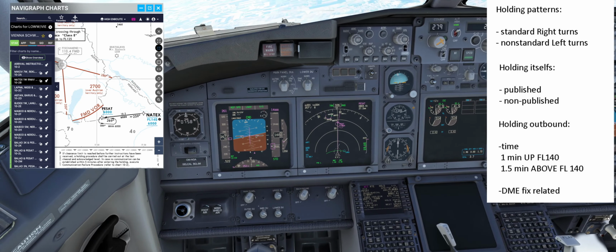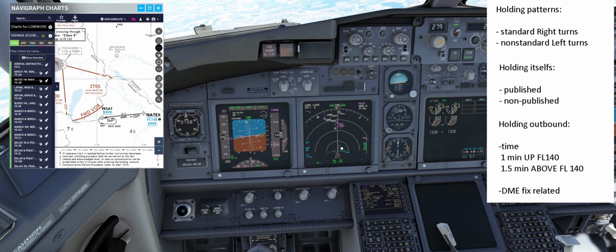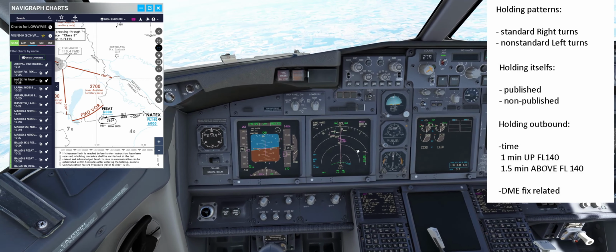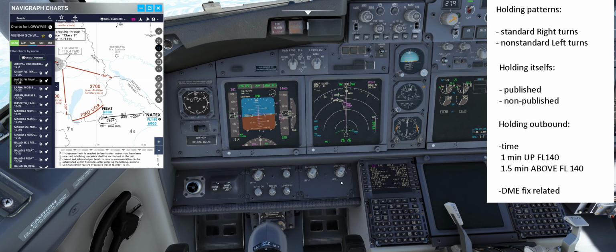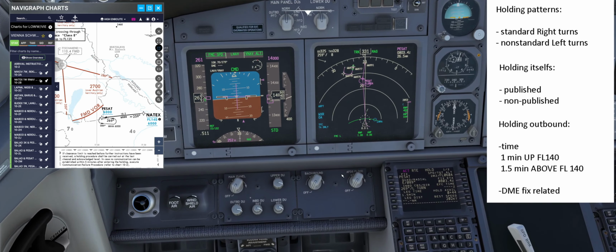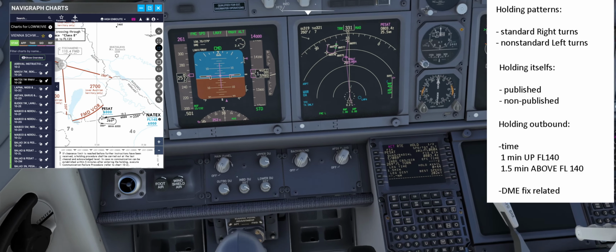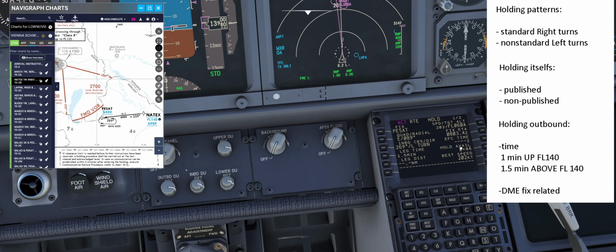And we can put our airplane to VNAV mode, because in VNAV mode it will automatically decelerate to our best speed for a holding, which you can see here is 202. This is the best holding speed. And another piece of information you can see in the holding is that our holding fuel available is for 40 minutes.